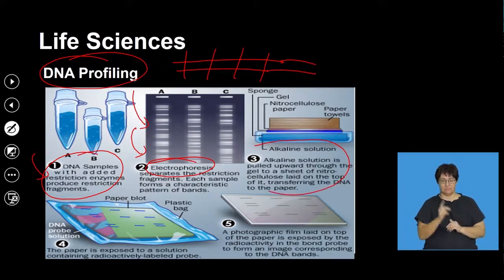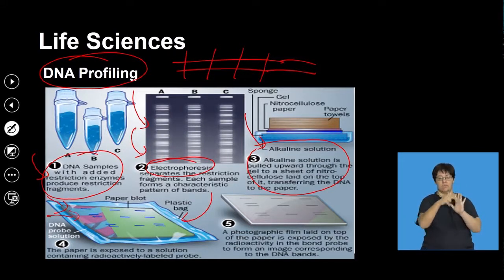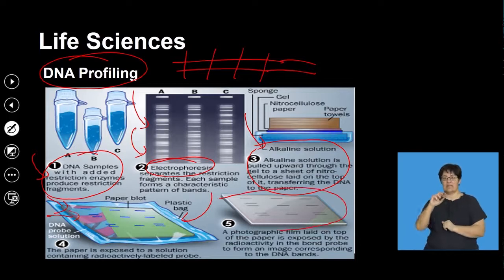This is then subject to a process of electrophoresis, which is an apparatus that is used to separate out the gel. The DNA is then trapped in a gel, and that is then photographed to produce what we refer to as a DNA banding pattern.